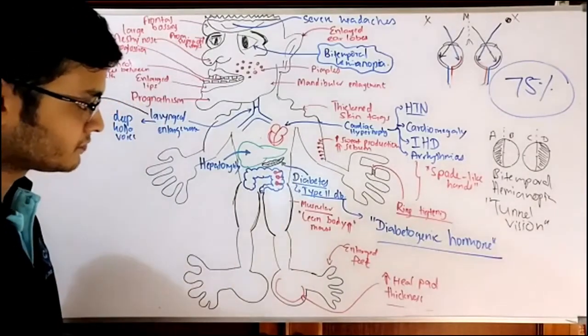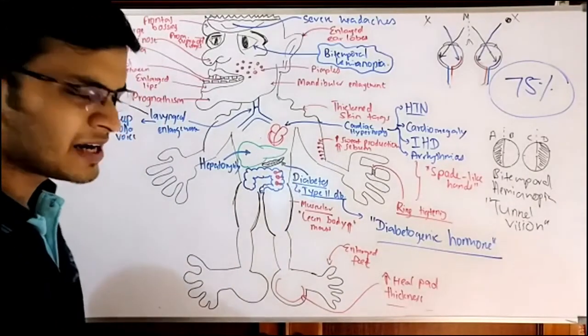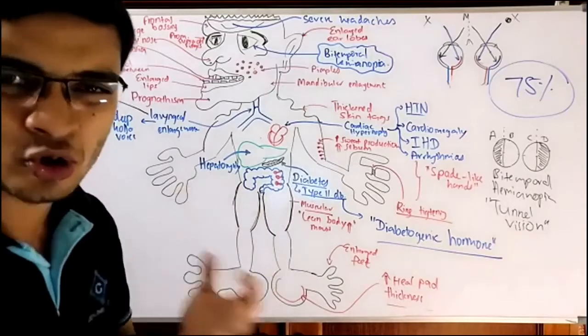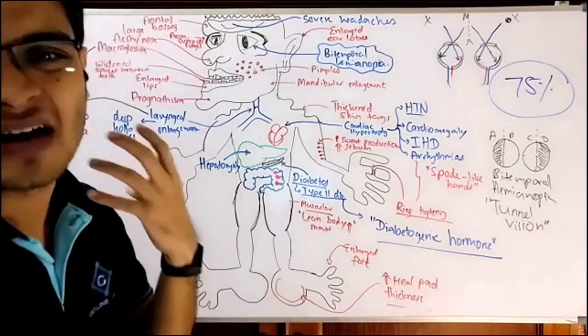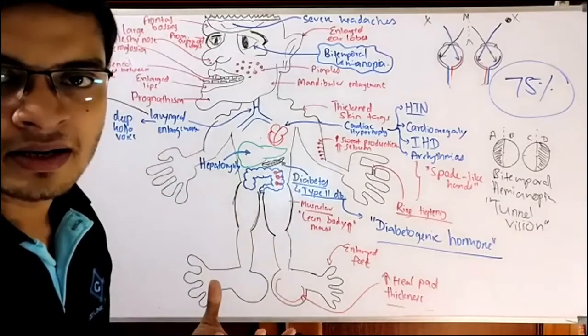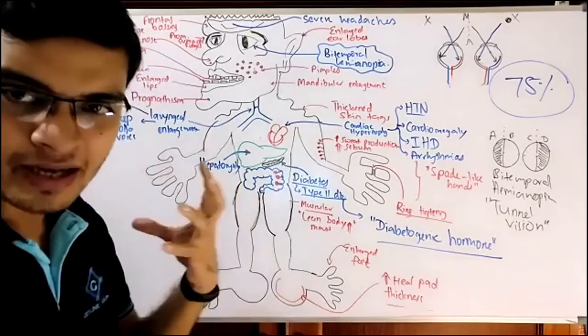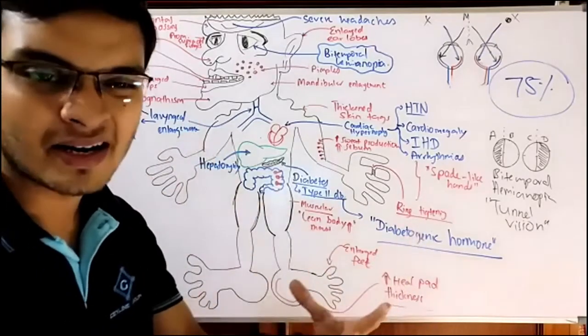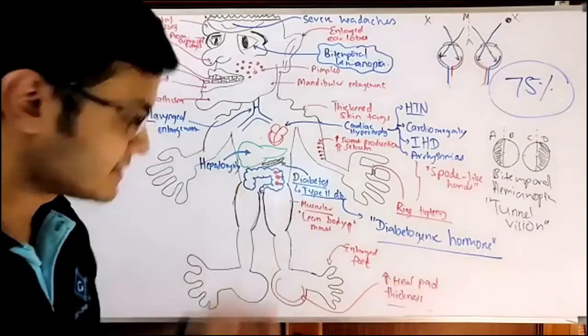Now, polyps, guys, why does this happen? Again, due to the increased growth hormone. There's excessive, unnecessary growth. From the mucosa, there can be unnecessary outgrowths. These are what polyps are.